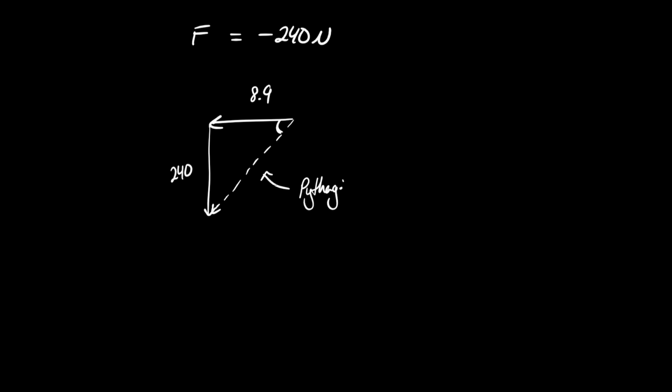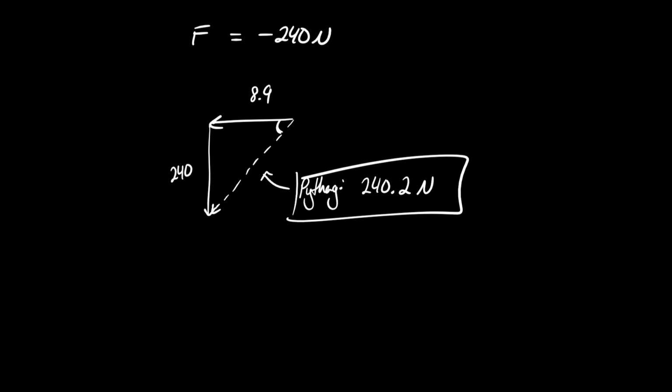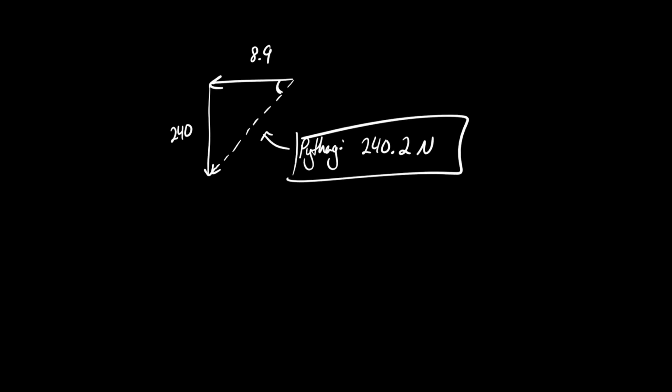So the Pythagorean theorem says you take the square root of 8.9 squared plus 240 squared, and you get 240.2 newtons. That is the magnitude of the force. Again, you don't add these two together. You have to do the Pythagorean theorem to find their hypotenuse length. And then we're after this angle right here.